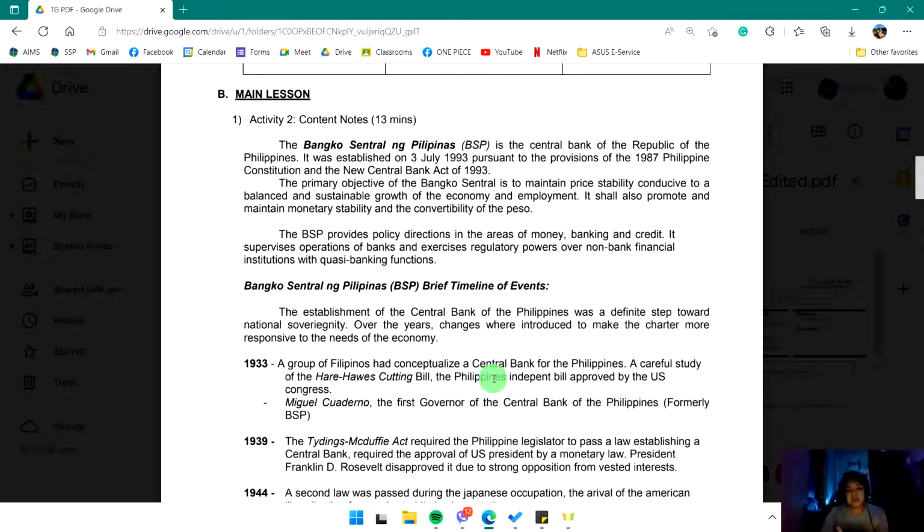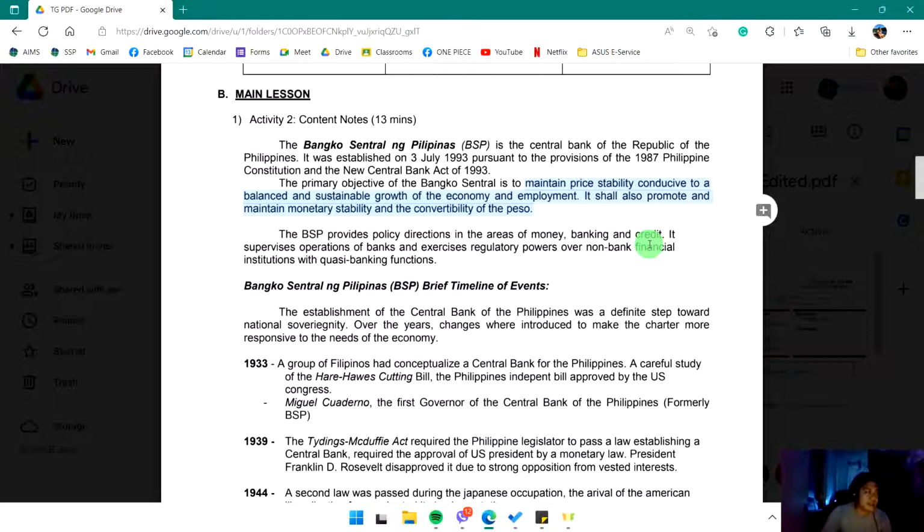As we said before, the BSP's main objective is to maintain price stability conducive to a balanced and sustainable growth of the economy and employment. It shall also promote and maintain monetary stability and the convertibility of the peso. So the main functions of the BSP, as we said in our previous discussion, are to stabilize the economy of the Philippines through its monetary policies, the convertibility of the peso or its exchange rate, and the supervisory function over our banking institutions.